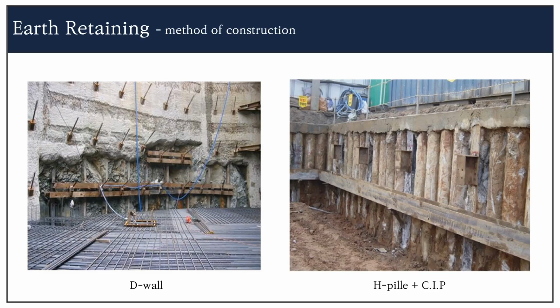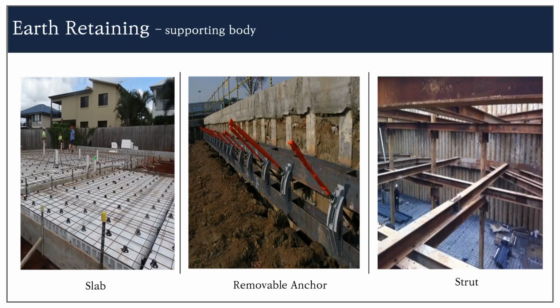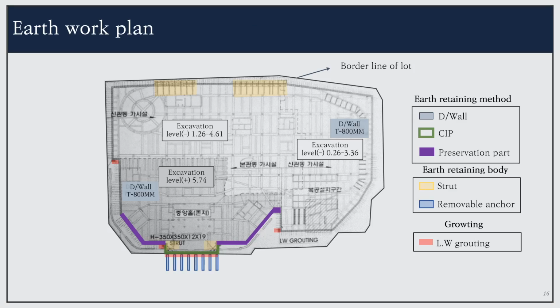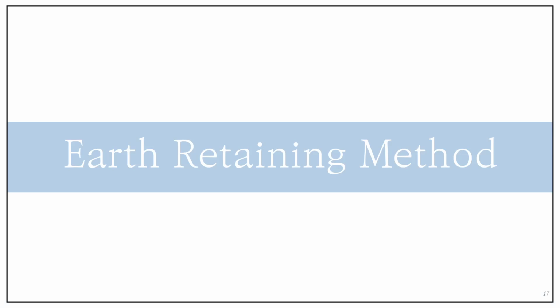The earthwork was carried out through D-wall, H-pile, and CIP, and slab, removable anchor, and strut were used as the supporting body. The techniques described were used in the following locations. Now let me tell you about the earth retaining methods used in the actual project.